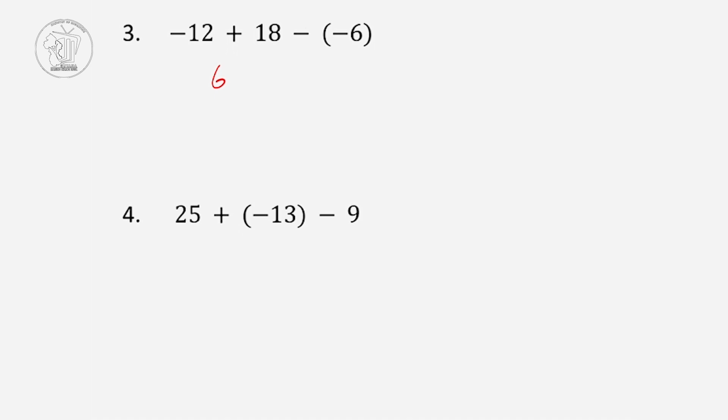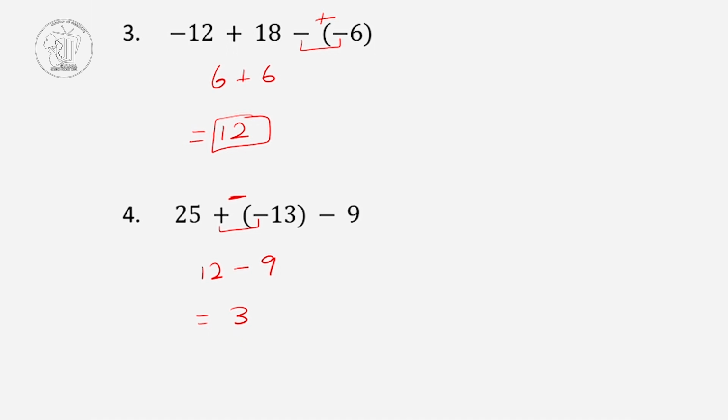And we have 6 now, and we'll subtract negative 6. So we have the two negatives together, and that would cancel out and give me a plus. So it's 6 plus 6, which will give me 12, a positive 12. And last but not least, 25 plus negative 13. So we have the positive and the negative together, so that would cancel out and give you a negative. So 25 minus 13 would give me 12, minus 9 would give me 3.